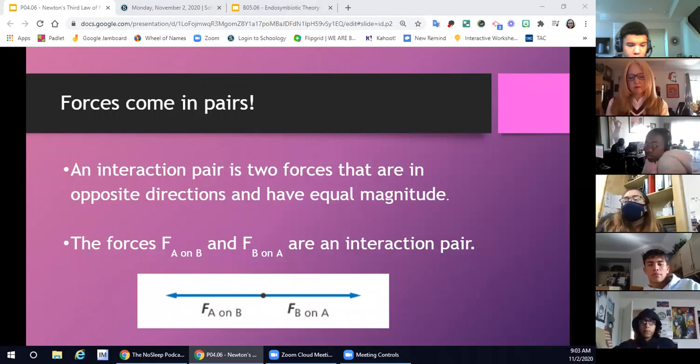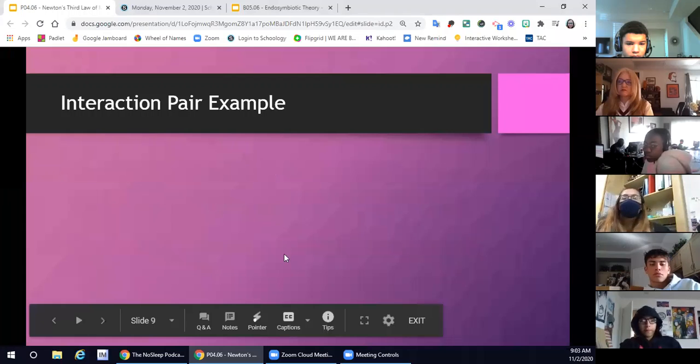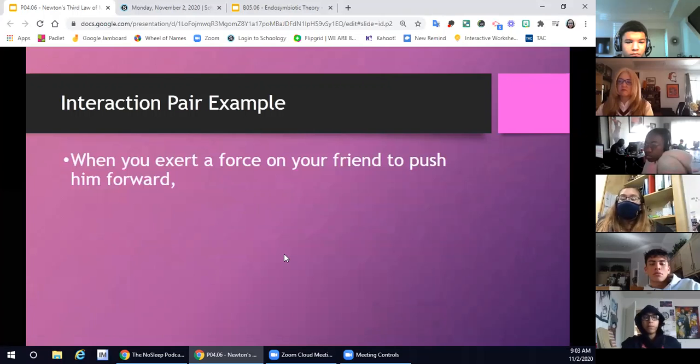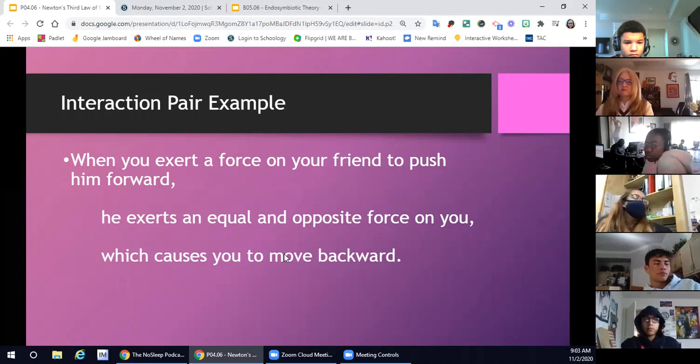So forces are always going to come in pairs. An interaction pair is two forces that are opposite directions and have equal magnitude. So the forces A on B and the forces B on A are an interaction pair. So whenever you exert a force on your friend and you push him forward, he's going to exert an equal and opposite force on you, which causes you to move backward. Don't ever push a friend in real life. I'm just giving this as an example.